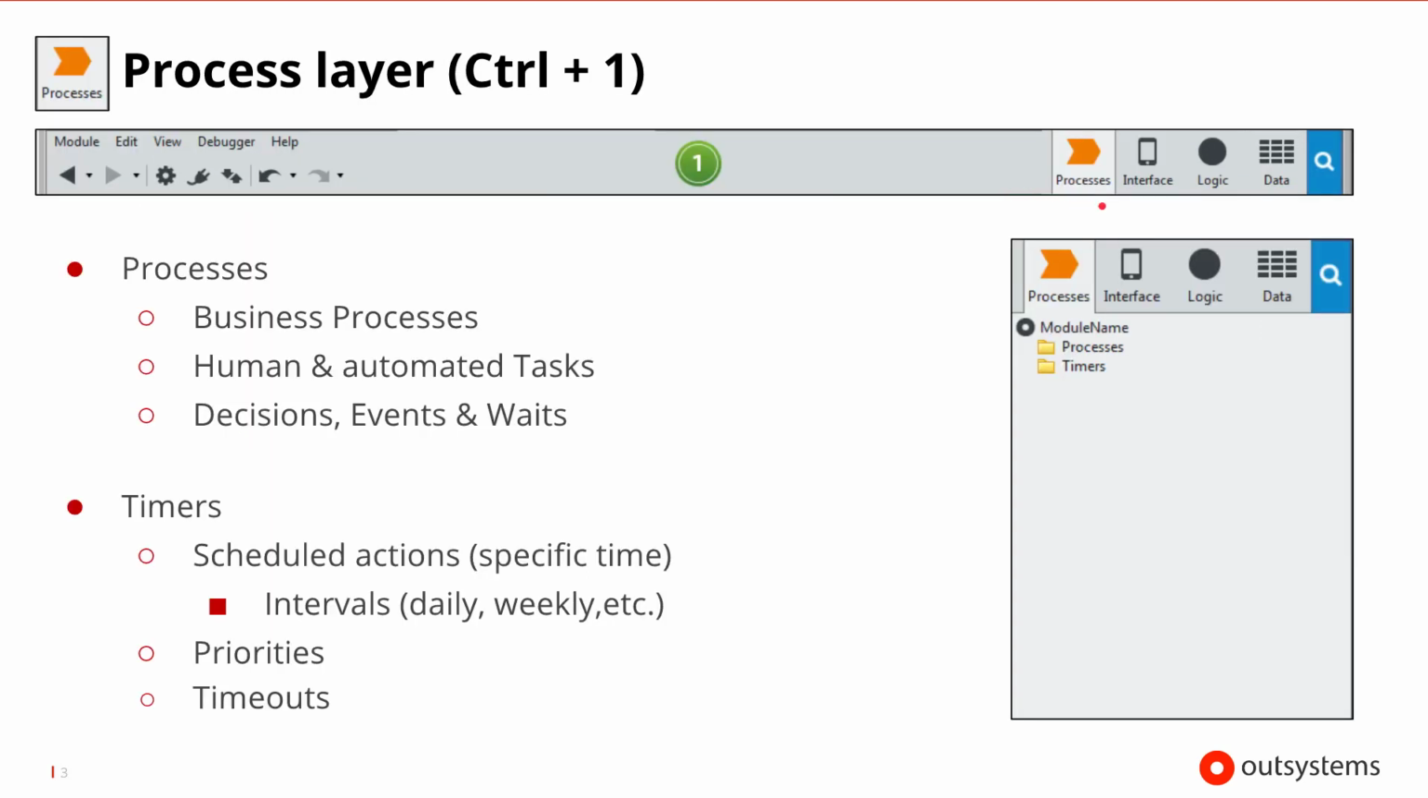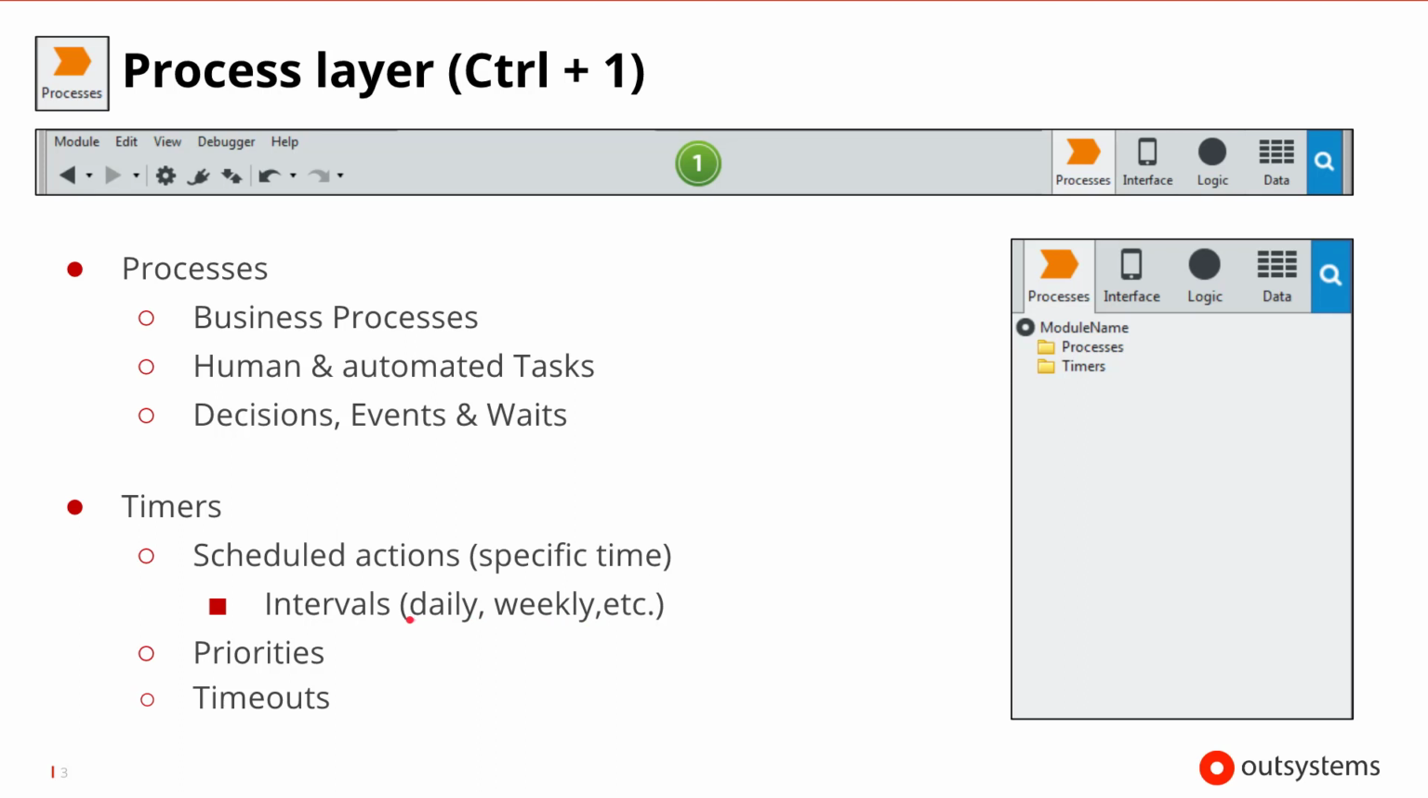So if we get started, we can look at the process layer. The process layer can be accessed via the keyboard shortcut Control-1. Inside of processes, we have two major groups of things, the processes and timers. Processes include business processes, human and automated tasks, which would also have decisions, events, and wait times. The second type of element is the timer, which is a scheduled action that can occur at a specific time and can be rescheduled to occur daily, weekly, and at other types of intervals.